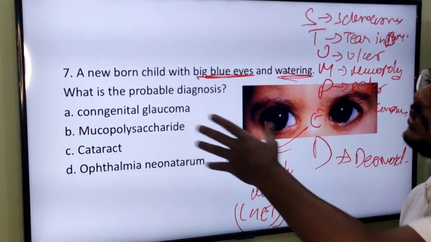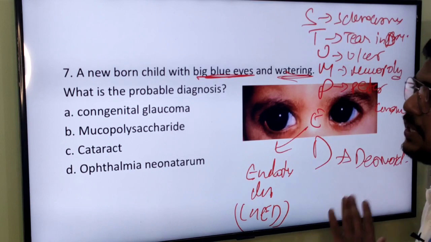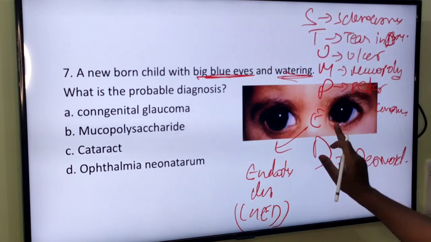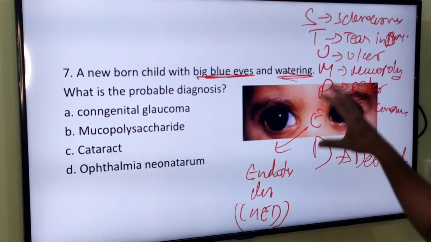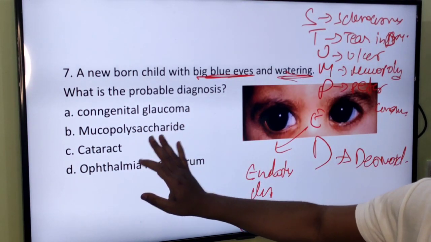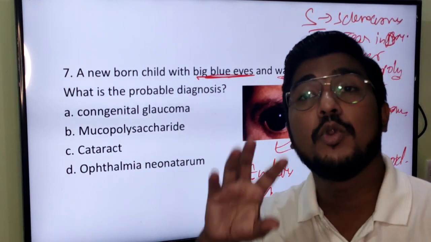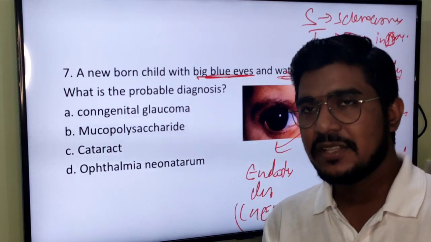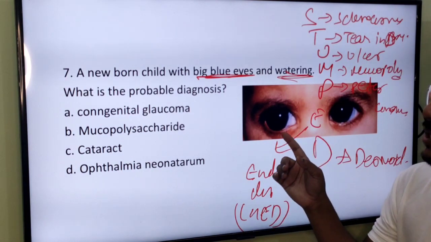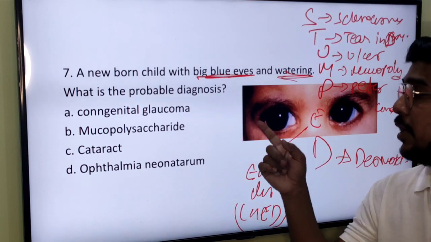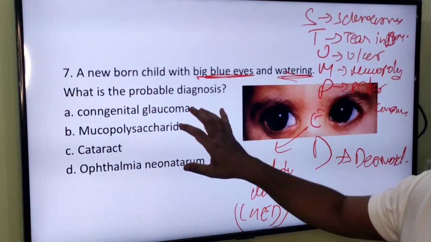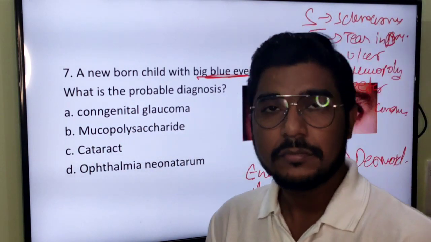Now coming to this, since this child has congenital corneal opacity, we are left with only two options here, because STUMPED tells me that only two things match here. That is congenital glaucoma and mucopolysaccharidosis. Cataract is not at all the cause of the blue cornea. Ophthalmia neonatorum is obviously not the cause of the blue cornea or corneal opacity. In ophthalmia neonatorum, the conjunctiva will also be involved, and the lid will also be involved. So obviously C and D are ruled out. We are left with congenital glaucoma and mucopolysaccharidosis, right?